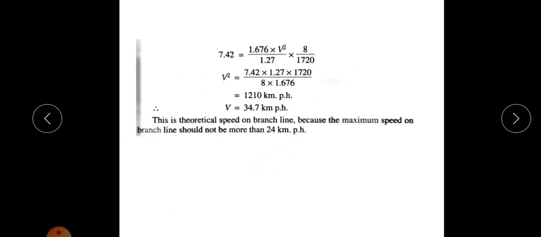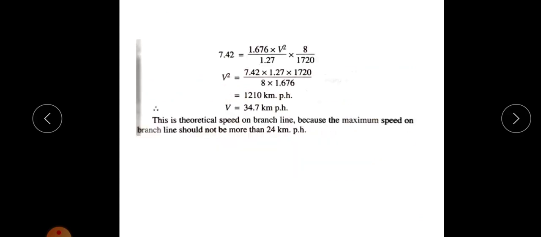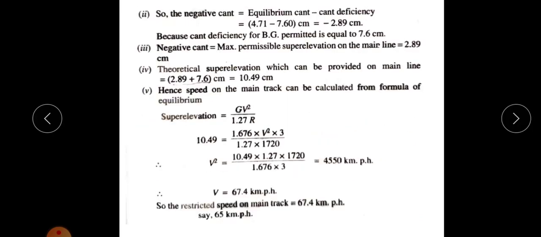In the previous one, we reduced, that is 7.6 minus 0.18, because there it was negative. From this we have reversed this sign. Okay, so remember these two problems are different. Here in the previous one we reduced because it was a negative sign, but in this problem the sign is positive, so we have added 7.6 plus 2.89, so the value of theoretical superelevation is 10.49.